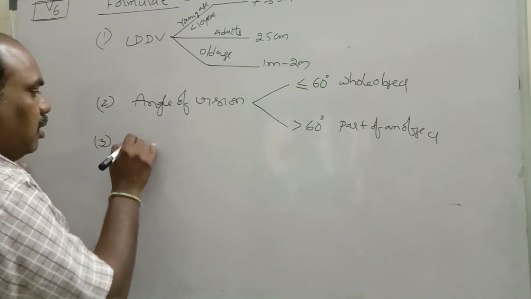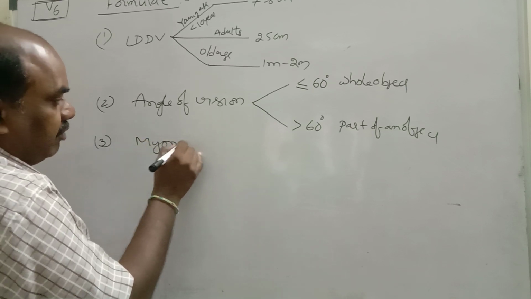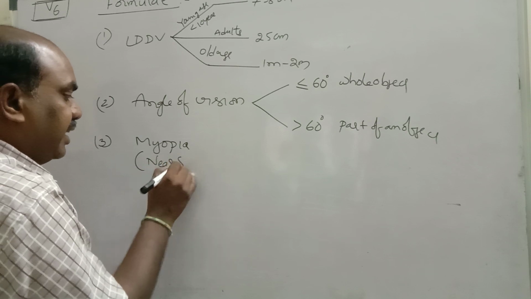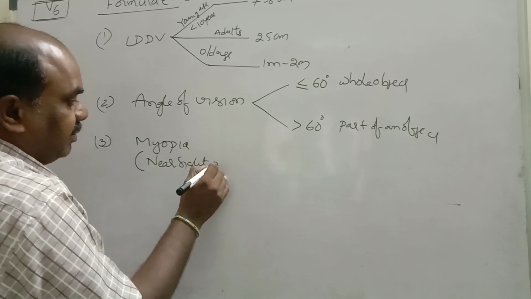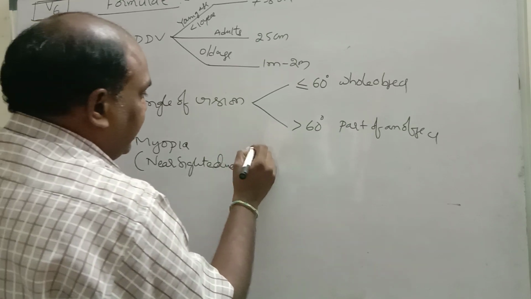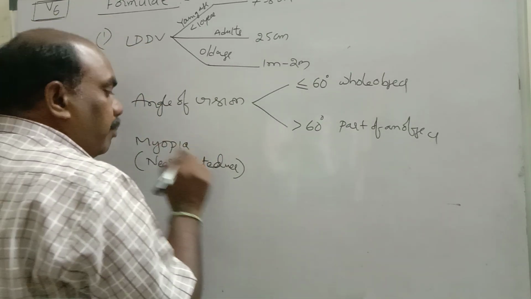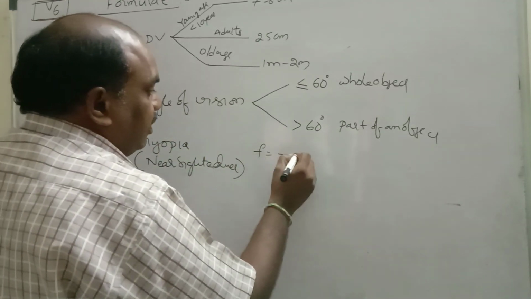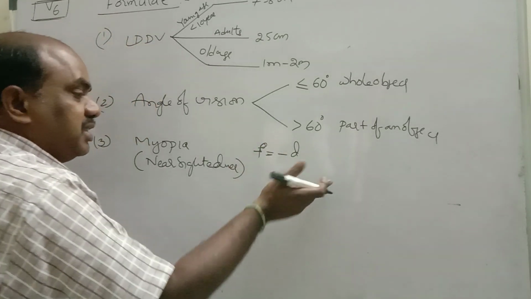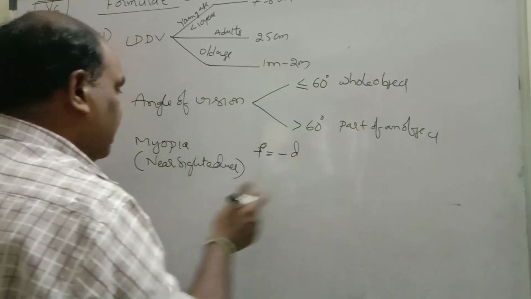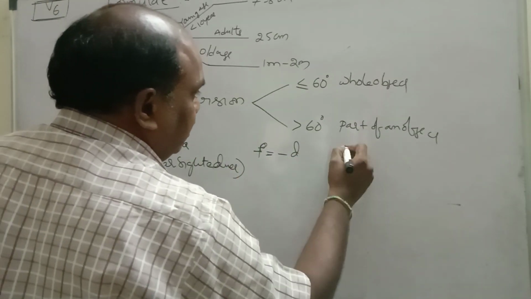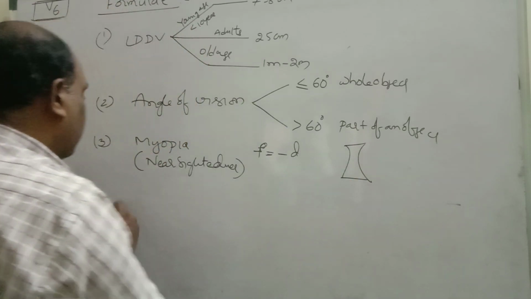Next, myopia. The person who cannot see farther objects is said to have myopia, also called nearsightedness. There are 3 types of eye defects. For nearsightedness, the formula is F is equal to minus D. It is a direct formula: how much distance he is unable to see, that directly is the focal length, and you put a minus. Here minus indicates a concave lens. A diverging lens will be suggested by the doctor.